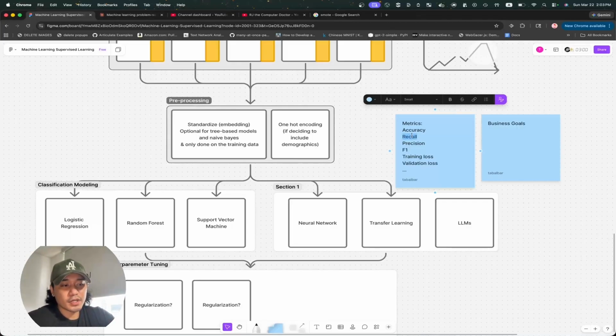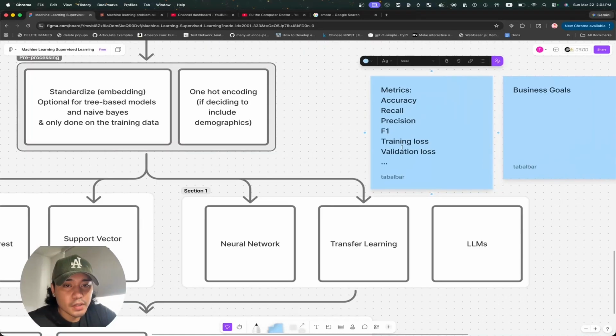Recall is out of the number of times the model was guessing correctly, how much of those were actually correct. Precision is telling you, of the predictions that the model did make, how much you can trust the prediction that the model gave you. And F1 is a formula that combines the recall and precision. Other things include training loss and validation loss.